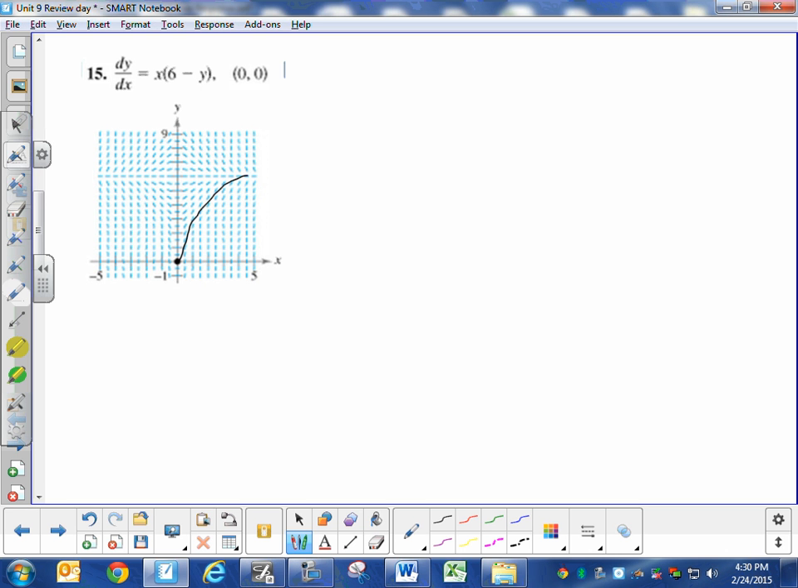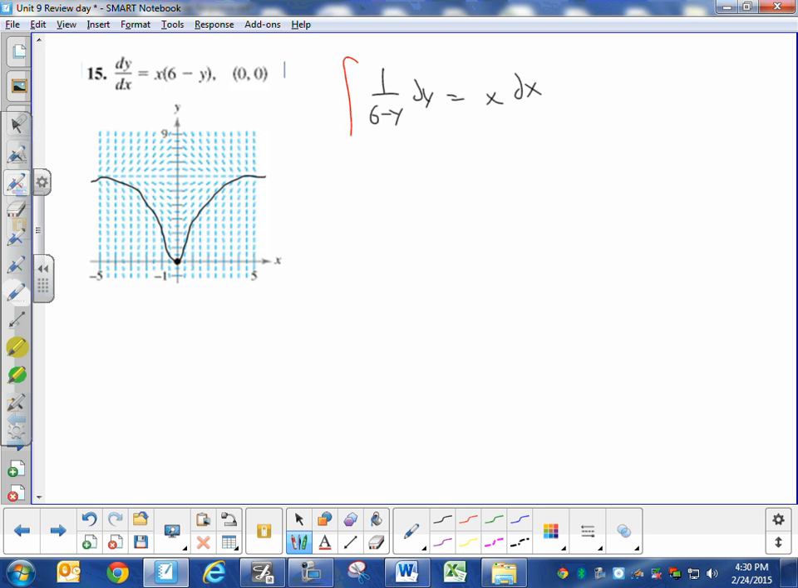And then flatten out right there. And maybe over here it's the same way. Shoot up, and then flatten out. But we'll see. I'll solve this. 1 over 6 minus y dy is equal to x dx.